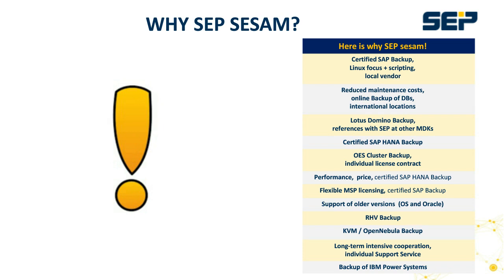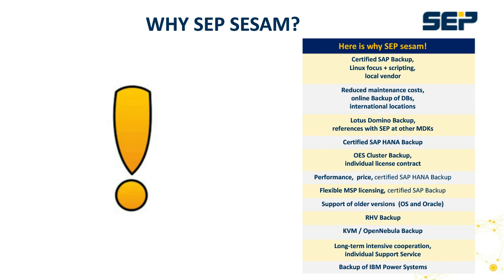The University of Vienna, as an example, switched to us because they have more than 150 Red Hat virtual machines running and they needed a Red Hat virtual machine backup or a KVM-based backup. So as you can see, specific cases, mostly certified solutions for open source software, solutions for other hypervisors, the common hypervisors, solutions for IBM Power architecture. This makes it interesting, and that was the reason why they chose SAP sesam.